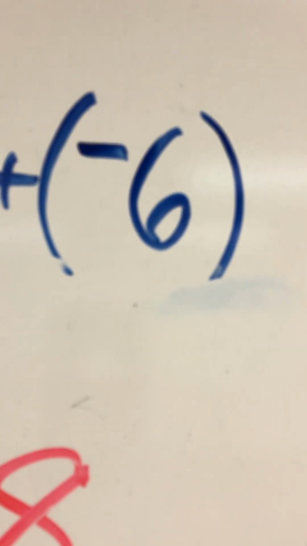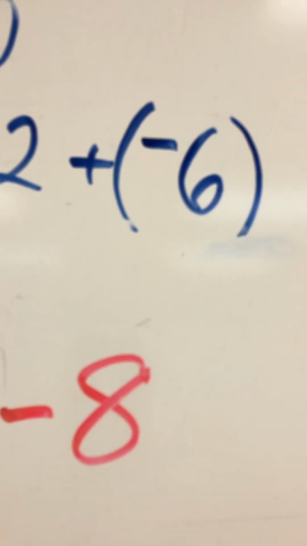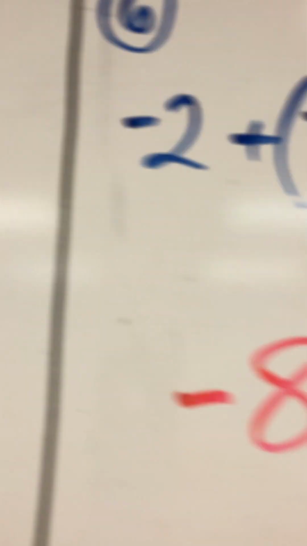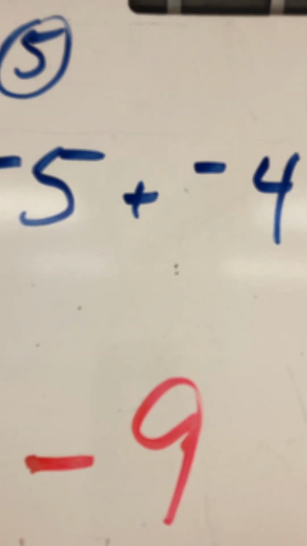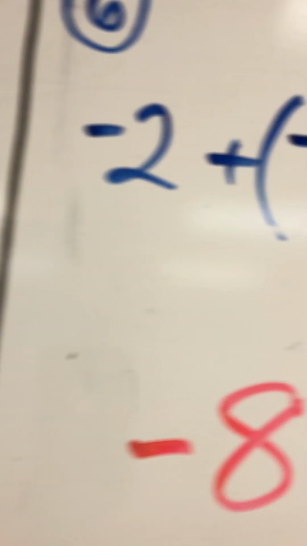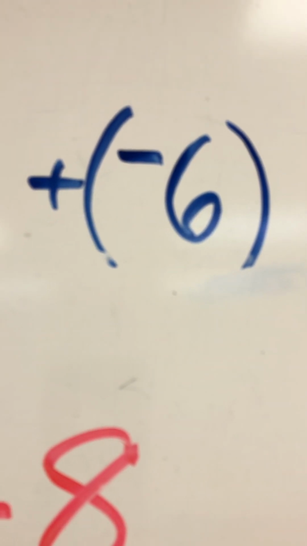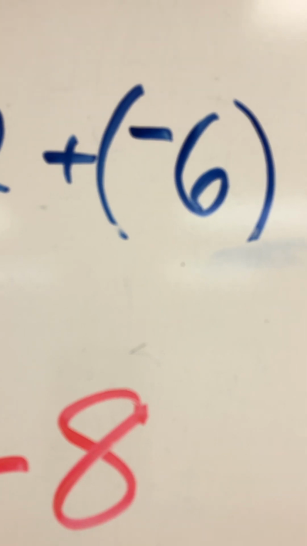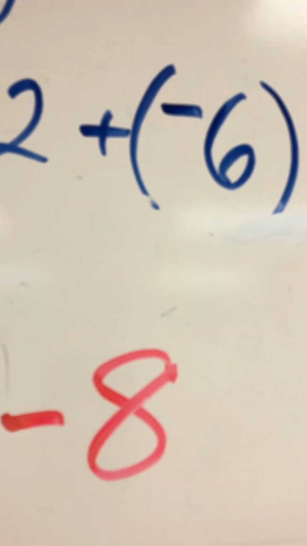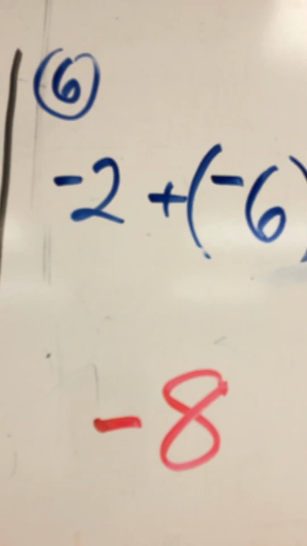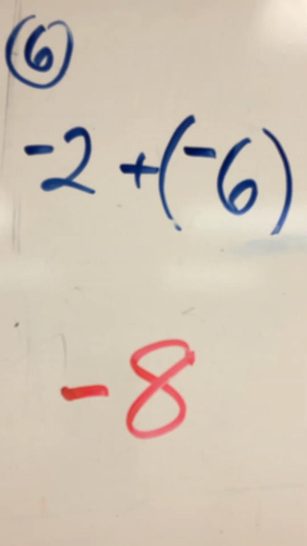Don't let these parentheses confuse you. Someone decided once upon a time that this plus and negative right next to each other is going to confuse people. So they decided, okay, we're going to put parentheses around the entire number so it doesn't confuse people. Well, now it confuses people, but don't let it, all right? Negative 2 and negative 6 is negative 8.